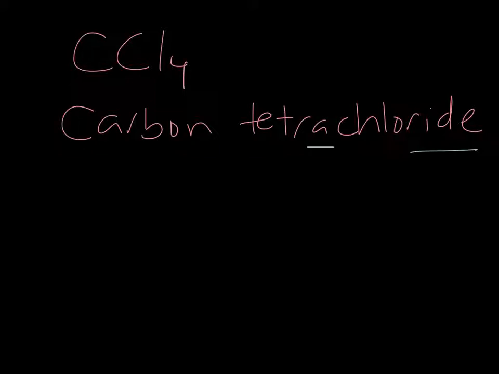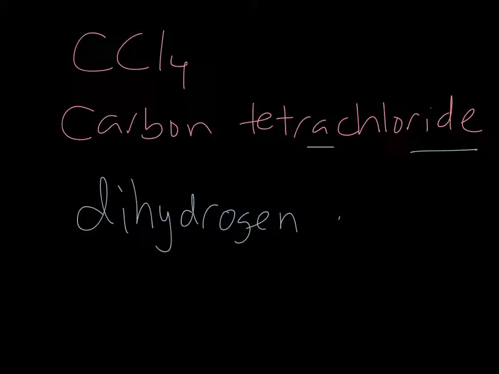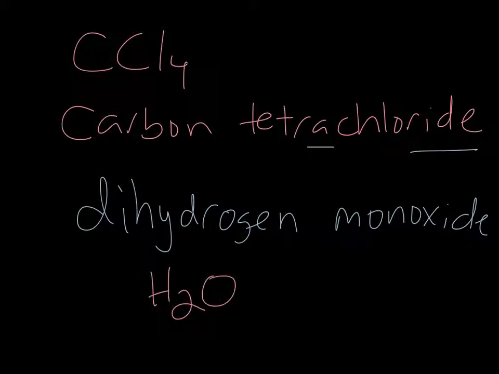We could also go the opposite direction. So if we had dihydrogen monoxide, we would have two H's and one O. So that's water. Water is the common name, but the systematic name is dihydrogen monoxide. Because water is used so commonly, we don't really call it that, but that's the specific name.